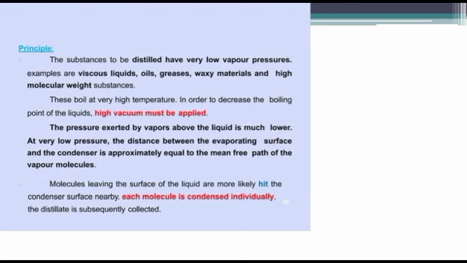Principle: the substances to be distilled have very low vapor pressure. Examples: viscous liquids, oils, grease, waxy materials, and high molecular weight substances. They boil at high temperature. In order to decrease the boiling point of the liquid, high vacuum must be applied. The molecules leaving the surface of the liquid move toward the condenser.